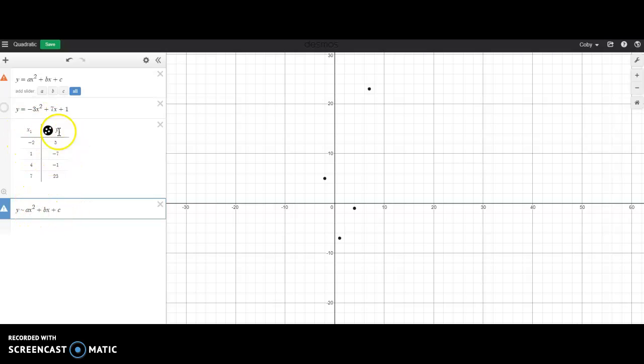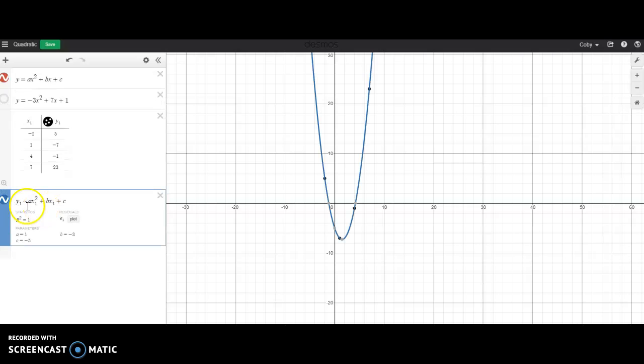I need it to pull the data from this table. So instead of y, I'm going to put y sub 1 approximates a times x1 squared plus b times x1 plus c. And it does its technology and it figures out the perfect a, b, and c to make it match.